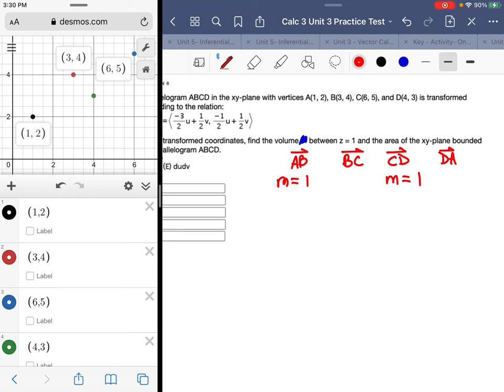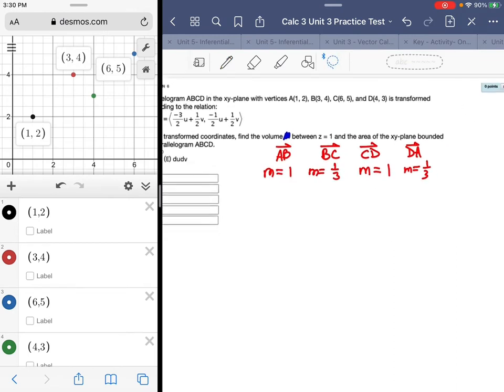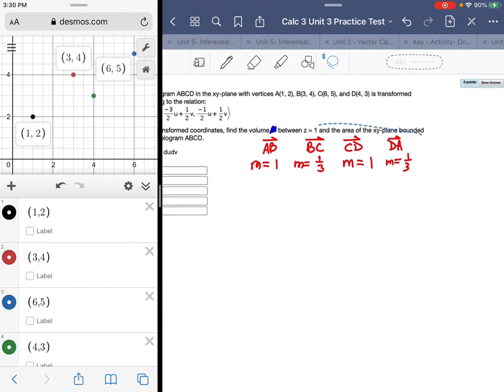Then from 3, 4 to 6, 5, change in y over change in x is going to be 1 over 3, so up 1 over 3, or just 1/3. So let me give myself a little bit more room to roam here.